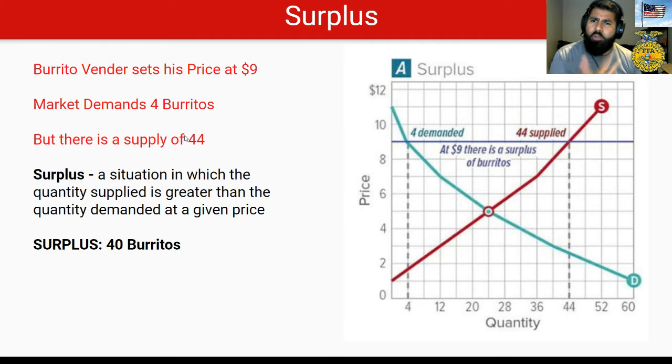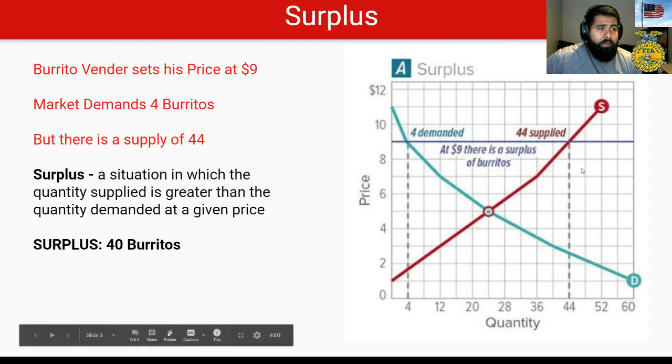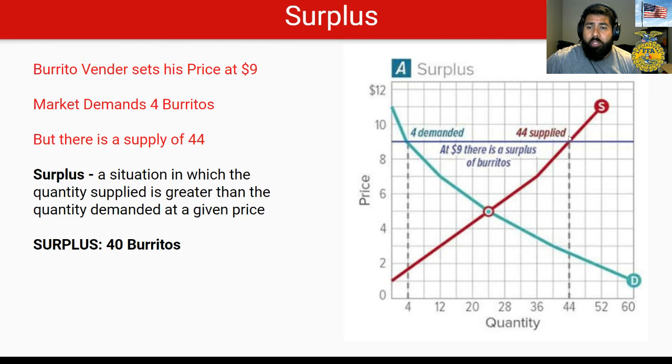So this guy produced 44 burritos though, okay? So he's right over here, right? At $9, he supplied 44 burritos. So he's up over here. This is where the supplier is producing right now. He's supplying at this specific spot on this supply curve.